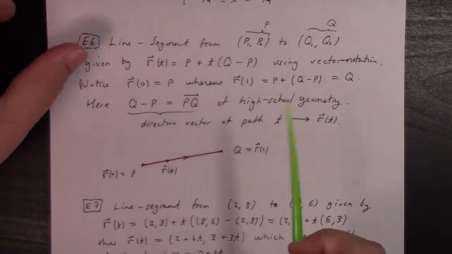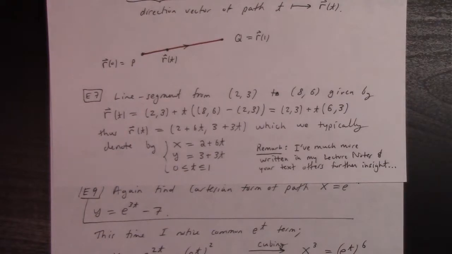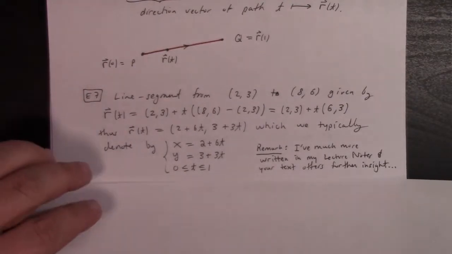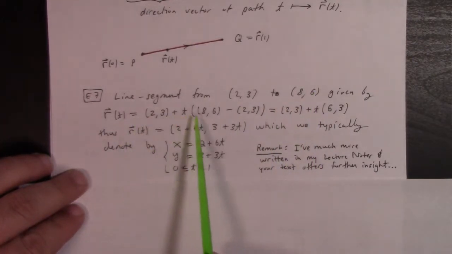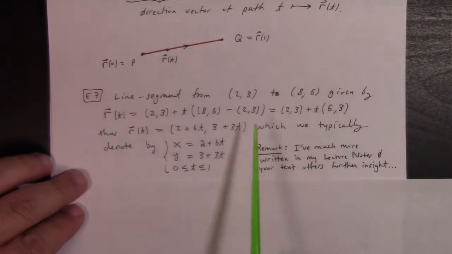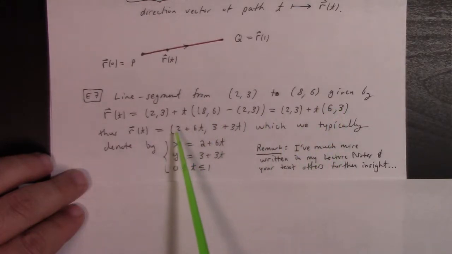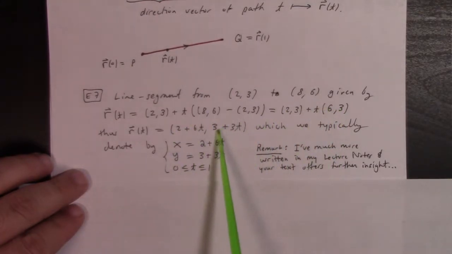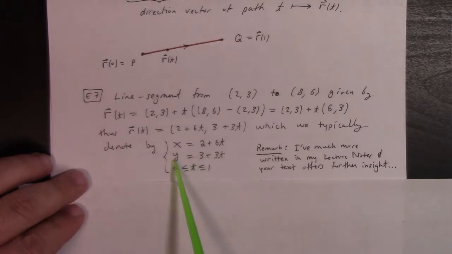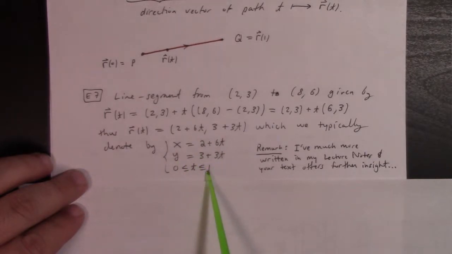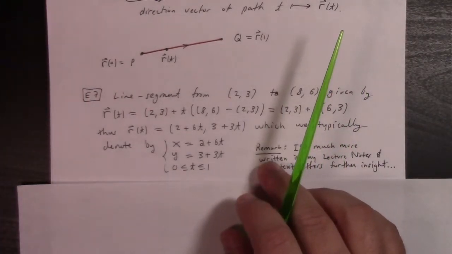Now let me give you some numbers, and I don't want this to be a pointless exercise. Here's some points. From (2, 3) to (8, 6), I use the general trick I just shared with you, and that gives me (2, 3) plus t times (6, 3), which becomes (6t, 3t). I add those, and I get 6 plus 2 plus 6t and 3 plus 3t, which we could typically write as x equals 2 plus 6t and y equals 3 plus 3t for 0 less than or equal to t less than or equal to 1. I have much more written in my lecture notes, and your text also offers further insight here.